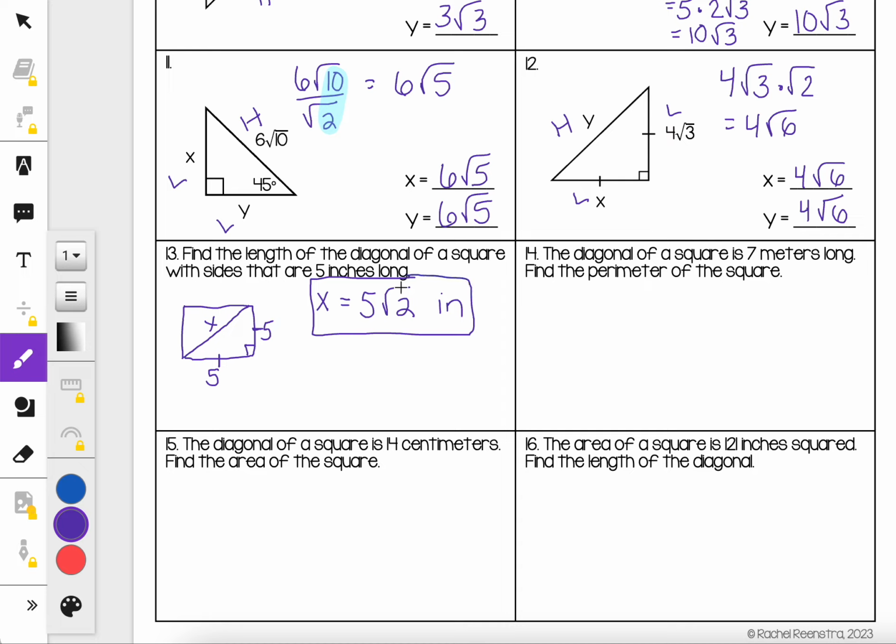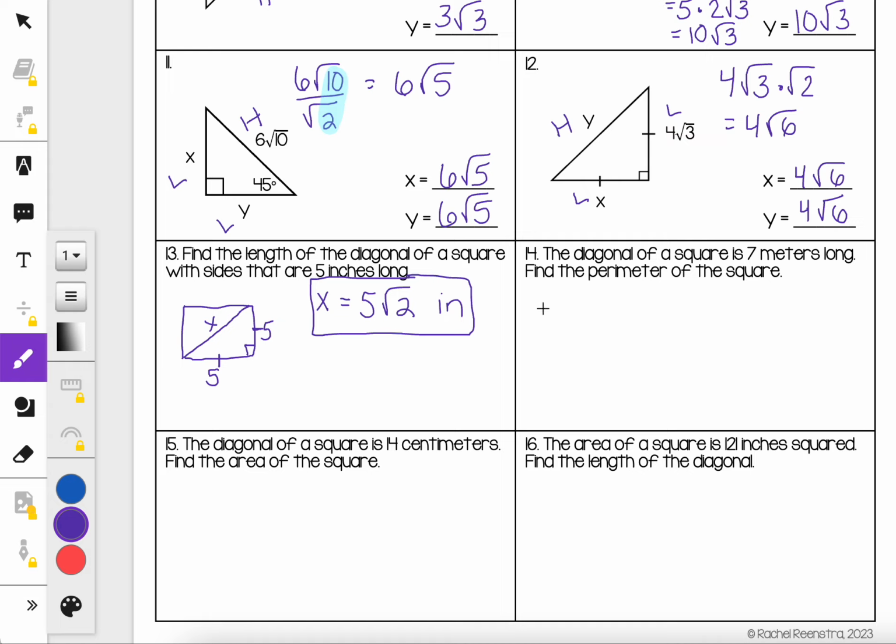Now, I know with word problems, usually we like to keep our answers as decimals, but because the whole idea with these 45, 45, 90 triangles is to keep our answers as exact values, we're going to leave our radical answers here.